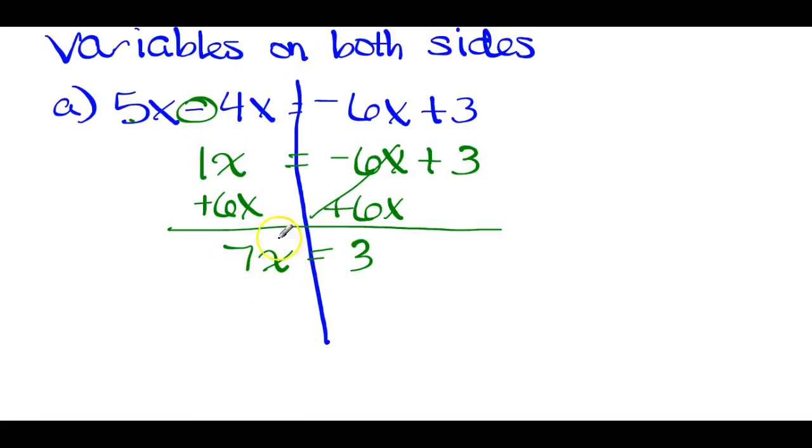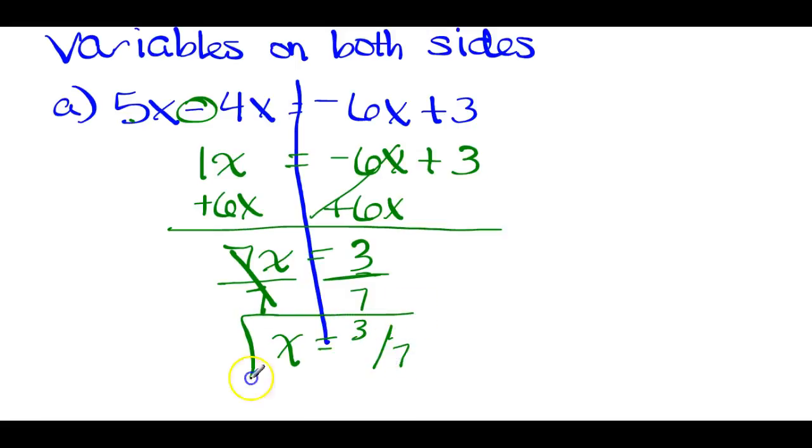Now remember, this is really 7 times x, so I'm going to need to divide by 7 to cross this line. So divide by 7, x equals 3 divided by 7, and I'm going to keep it this way. I could turn it into a decimal if I wanted to. I just like the neatness of fractions, but that's just how I am.